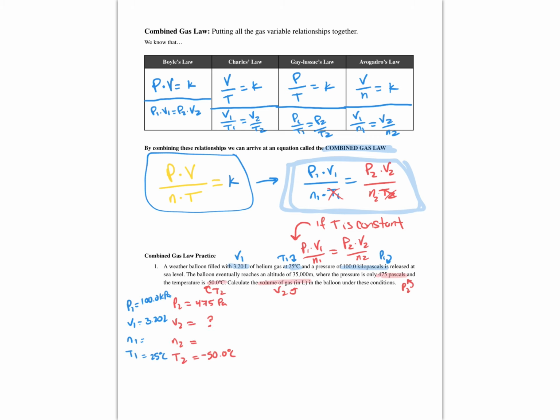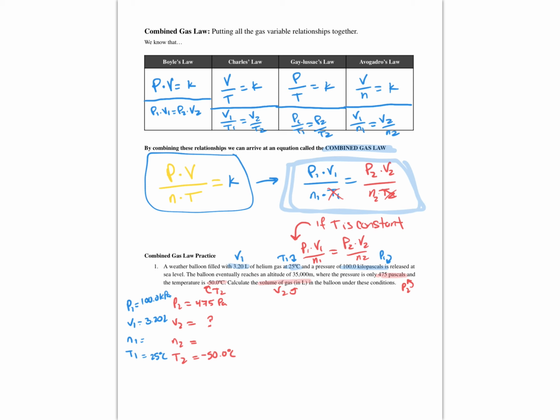Okay, so in this problem, we're told that the initial volume of this weather balloon is 3.2 liters. We know the initial temperature when it's launched is 25 degrees Celsius, and that it's at a pressure of 100.0 kilopascals. When it's released, it's going to go really high into the altitude, and that pressure up there is only 475 pascals. Don't be tricked by the fact that this number seems larger. Pascals is a smaller unit than kilopascals. The temperature up there is very cold, -50 degrees Celsius, and we want to know what the new volume is.